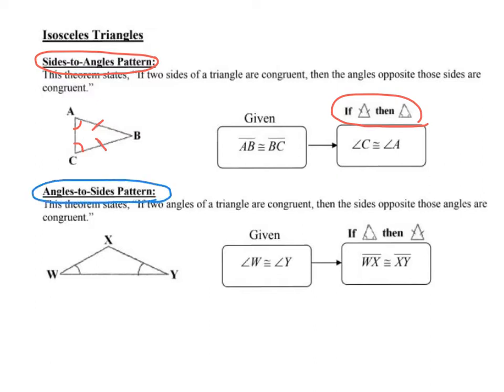So let's say we knew that angle W and angle Y were congruent, then the sides opposite those angles will also be congruent. So segment WX and segment XY would be congruent, and then our reason is just the converse of the reason that we used up above. If two angles are congruent in a triangle, then the sides opposite those angles are congruent as well.